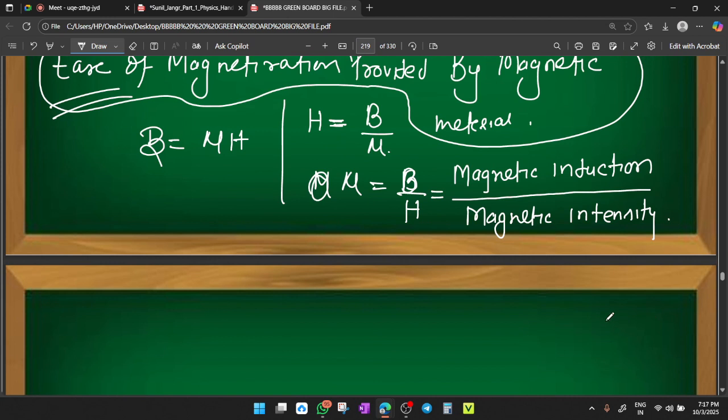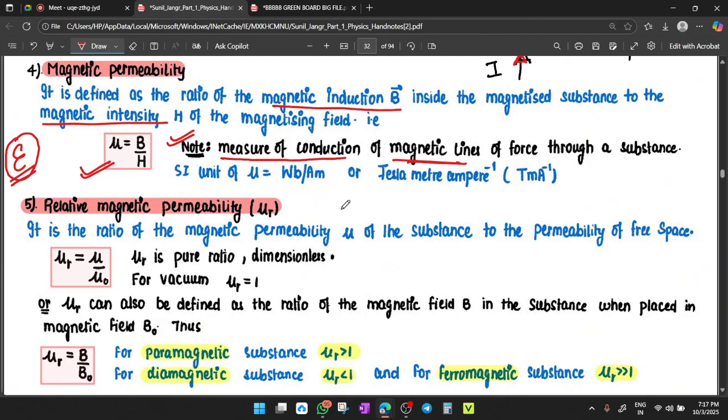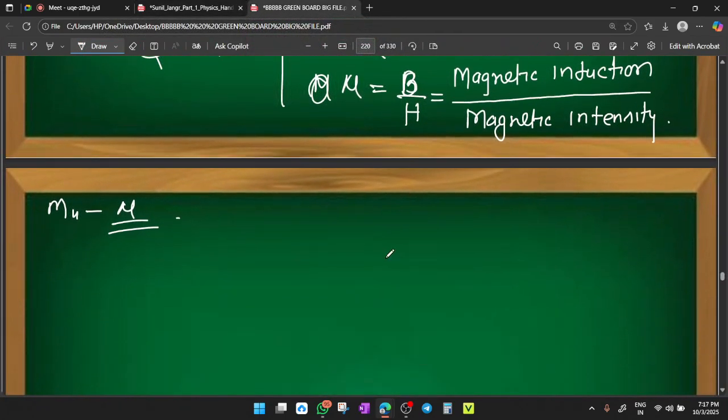Mu. The same symbol that is used for refractive index. So this is called mu and denoted as mu, a Greek symbol. Now the unit is Weber per ampere meter. The unit is Weber per ampere meter.